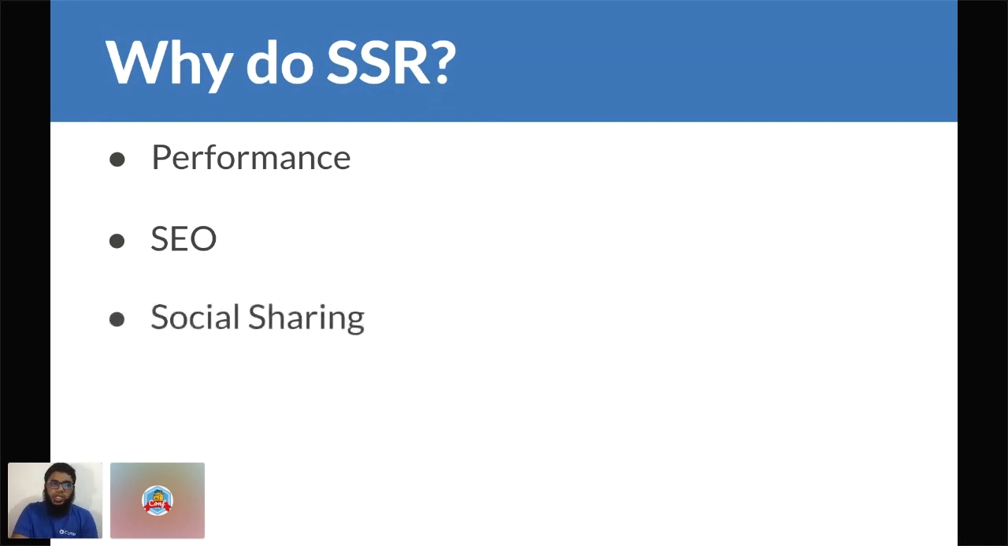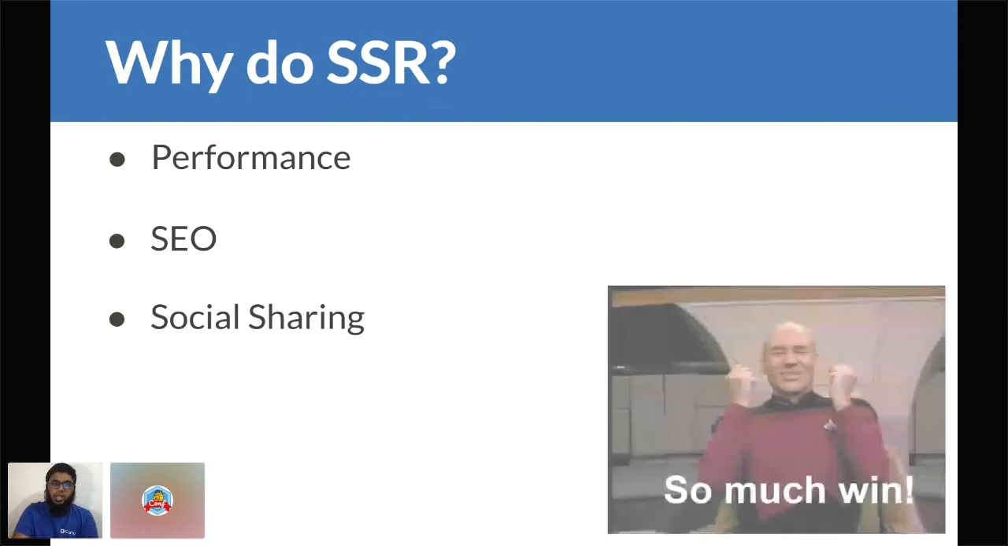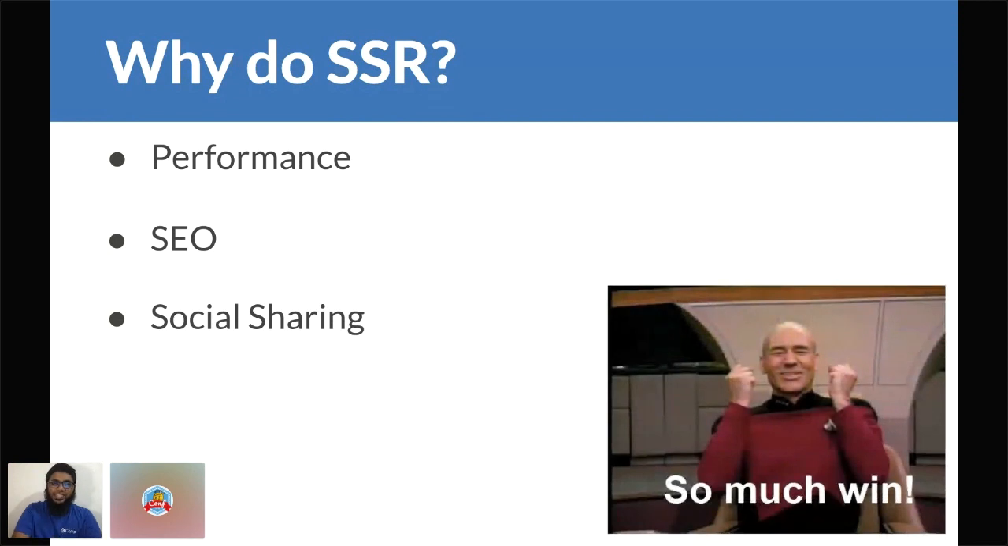Also, when you share posts or pages on Facebook or any other social media, it gives a whole snippet of the application if you do server-side rendering. If you do client-side rendering, it will not be able to show the whole content. So those are the three main benefits of server-side rendering. So we have so much win. Yeah? Okay, moving on.